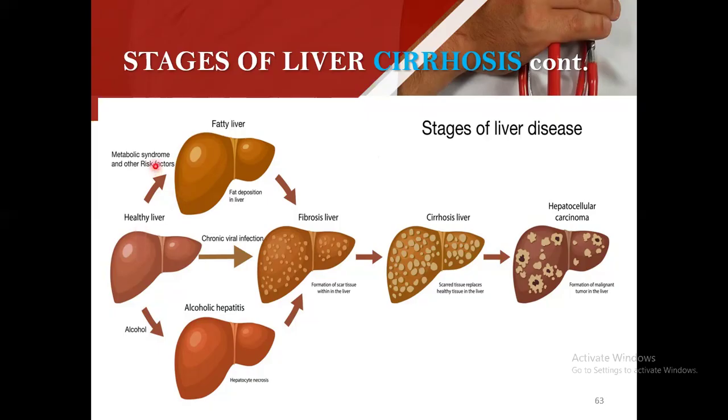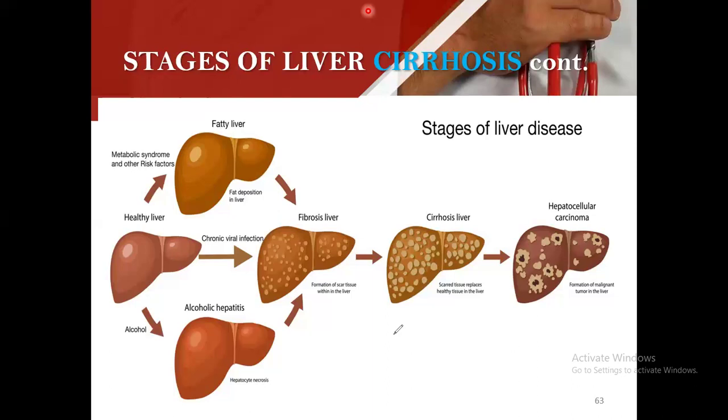The liver can undergo what we call metabolic syndrome, and other risk factors. So metabolic syndrome deals with any conditions that affect metabolism. It could be high enzymatic activity. An enzyme we call HMG-CoA reductase can cause a lot of fat deposit in the liver.